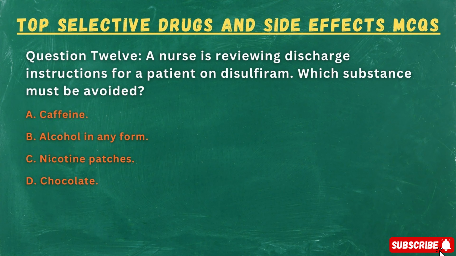Question 12. A nurse is reviewing discharge instructions for a patient on disulfiram. Which substance must be avoided? A. Caffeine. B. Alcohol in any form. C. Nicotine patches. D. Chocolate. Answer: B. Alcohol in any form.